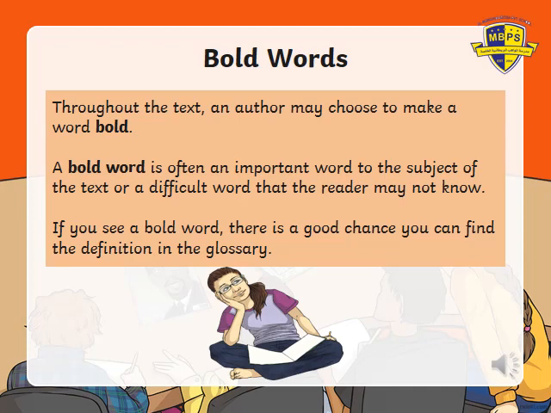If you look in your book also, the author usually makes the important words bold, so that the author can draw the reader's attention to that word, to show that there is something important here, and to make clear words that the reader may not know.